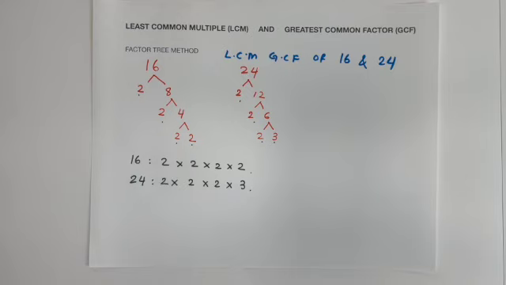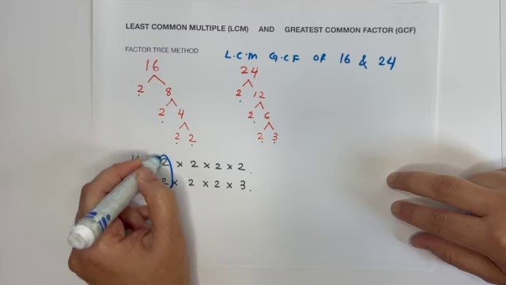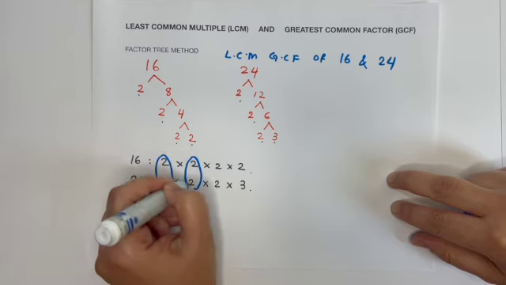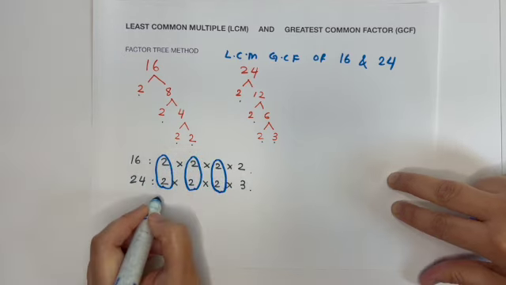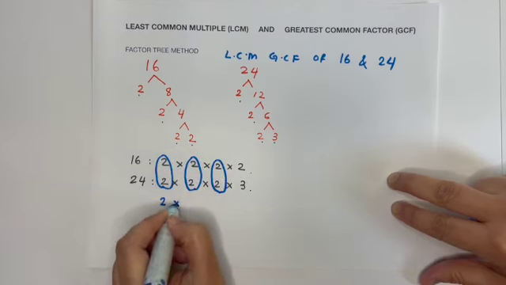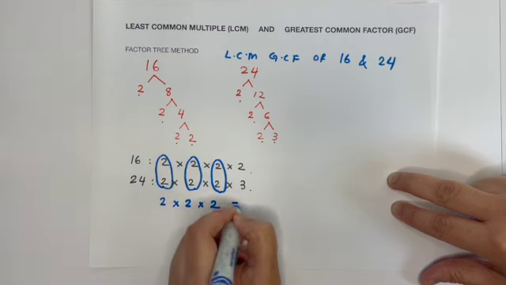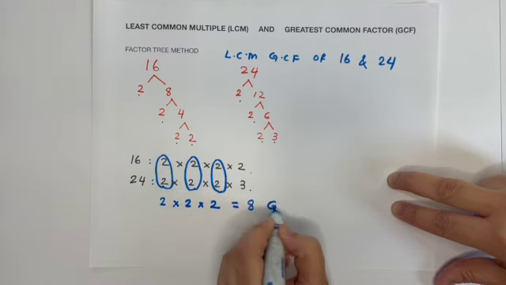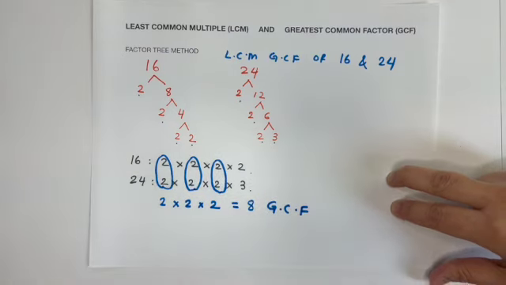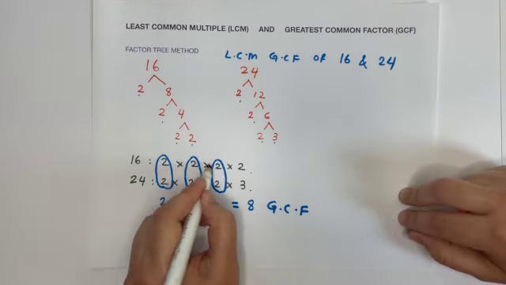Now, after listing that, we will take out the common numbers, as in pairs. Here you can see that we take out 3 pairs of 2's, and we'll list them as common prime numbers. That gives us 8, and 8 is going to be our greatest common factor because they are common factors, and that is the highest amount.